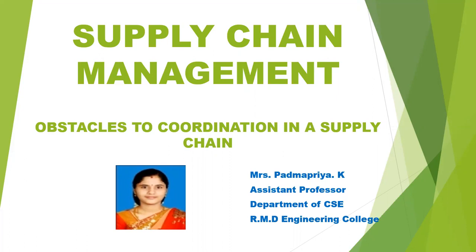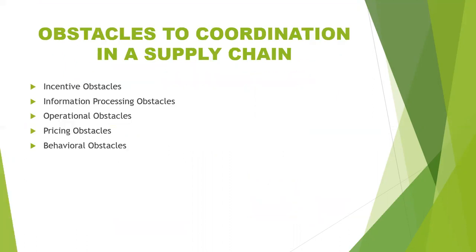Today, we are going to see the topic Obstacles to Coordination in a Supply Chain under the subject Supply Chain Management. There are various obstacles to coordination in a supply chain, and they are classified into five categories: incentive obstacles, information processing obstacles, operational obstacles, pricing obstacles, and behavioral obstacles.